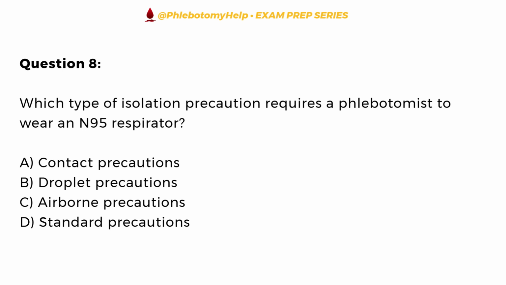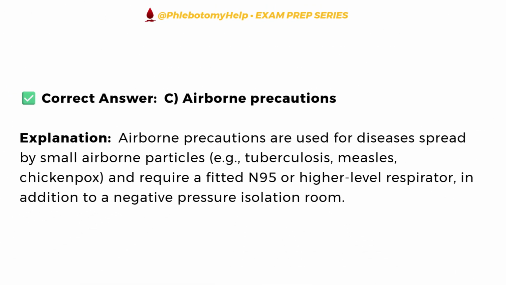Question 8. Which type of isolation precaution requires a phlebotomist to wear an N95 respirator? Is the correct answer A, B, C, or D? The correct answer is C, airborne precautions.